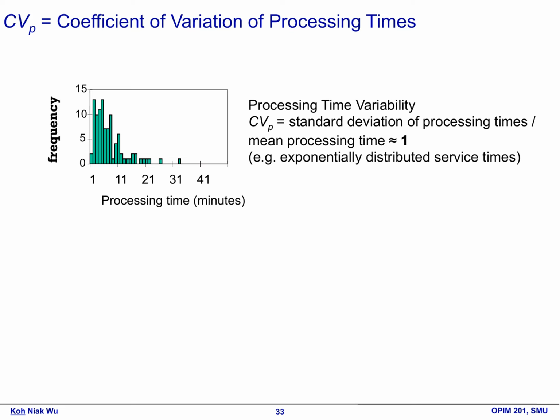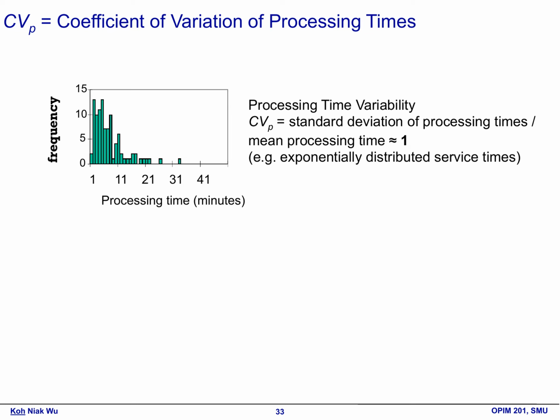The coefficient of variation, CVP, helps us understand the variability in processing times. It is calculated as the standard deviation of processing times divided by the mean processing time. Let's break this down further. There are 3 key concepts.